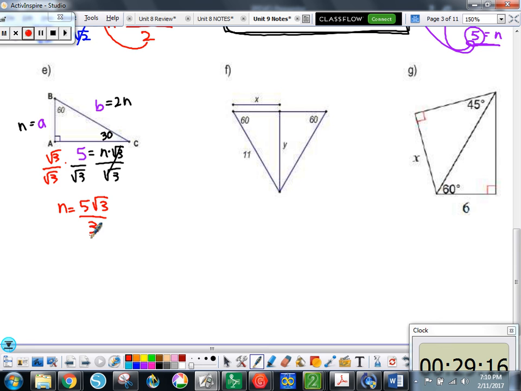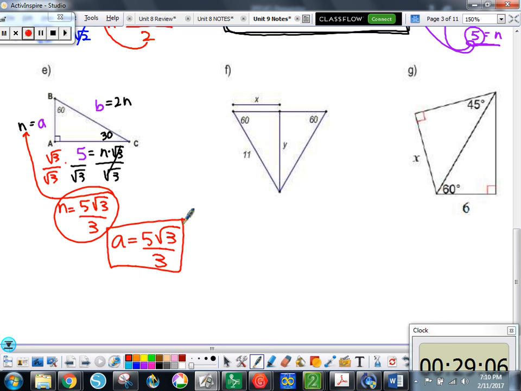If N equals 5 square root 3 over 3, we're going to substitute it right here. That means A equals 5 square root 3 over 3. And that means B equals twice that. So how would you double something like this? So if I times that by 2, I just have to combine those. So B would equal 10 square root 3 over 3. That's how that would double.